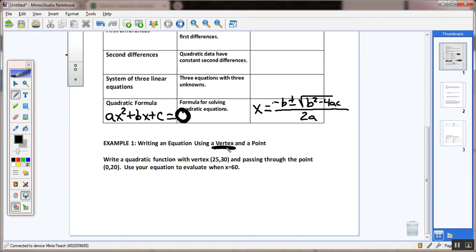What are they giving you up here? What did I underline? What word did I underline? This is a giveaway right here to use what form? This is a giveaway, a dead giveaway to use vertex form. Okay? So here's how this works. If they say, hey, here's your vertex for any quadratic, and you have to write a model for this right here, this is the way you're going to do this, and this is how it's going to work best.